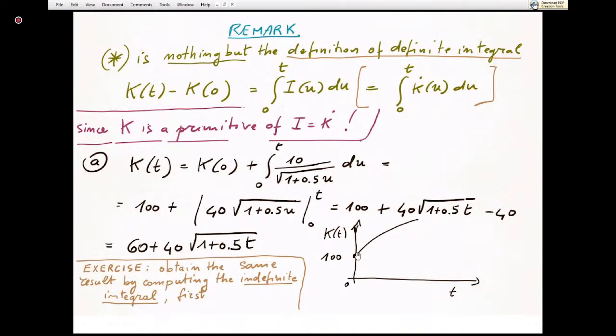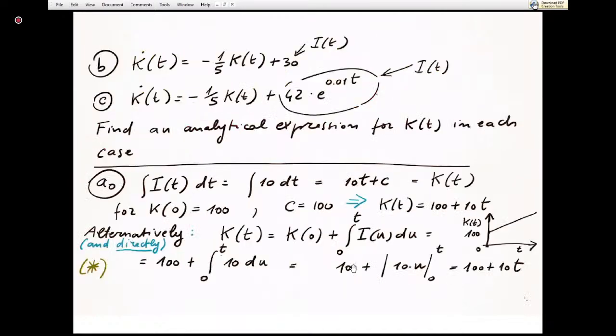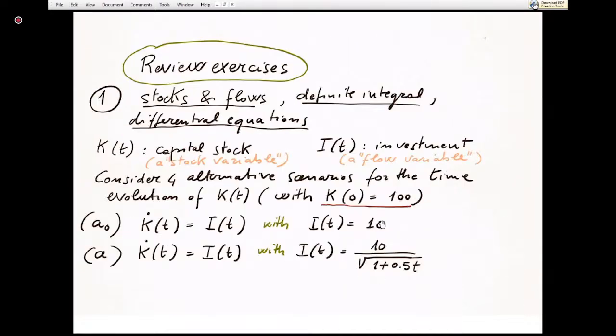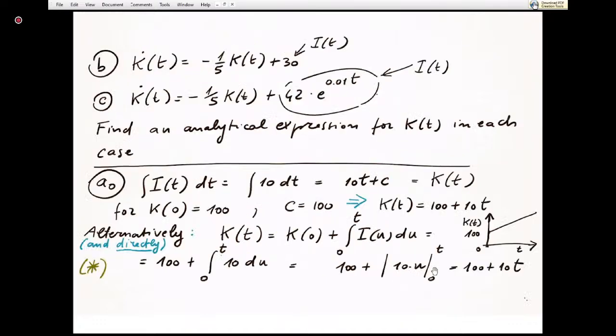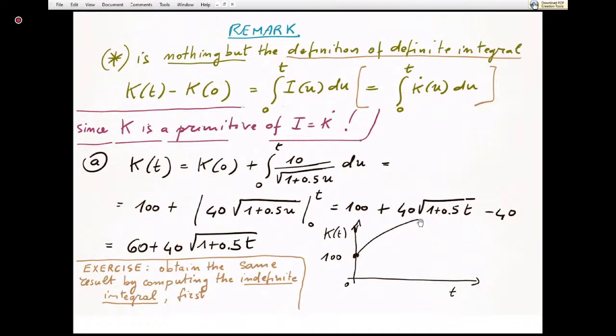You see that the path now is different. It starts from 100, it increases over time, but less than linearly, okay? And the reason is that the flow is not 10 forever, it is 10 initially, but then it decreases with time. So the accumulated stock increases, but less than linearly.